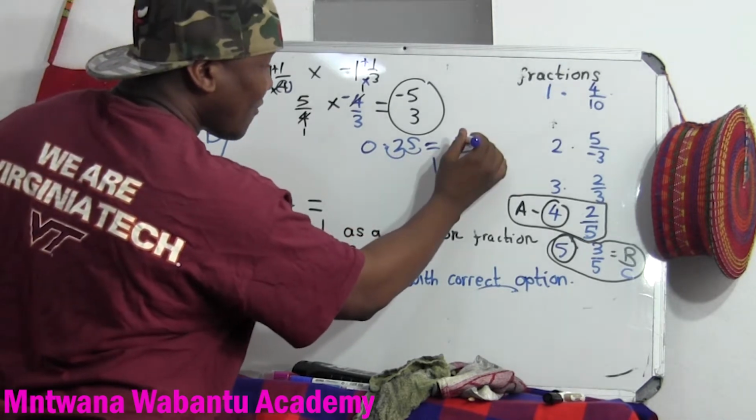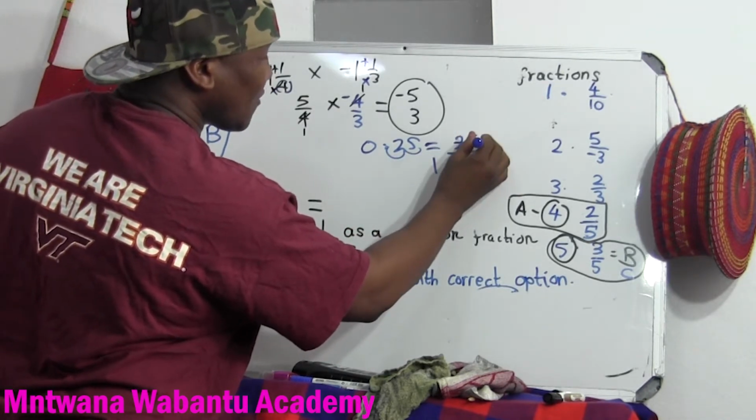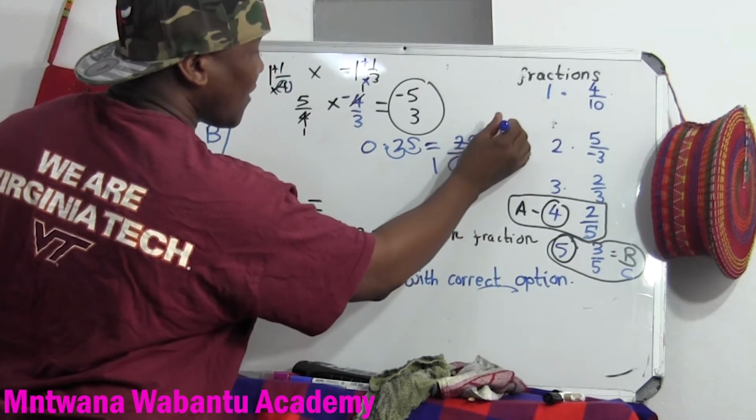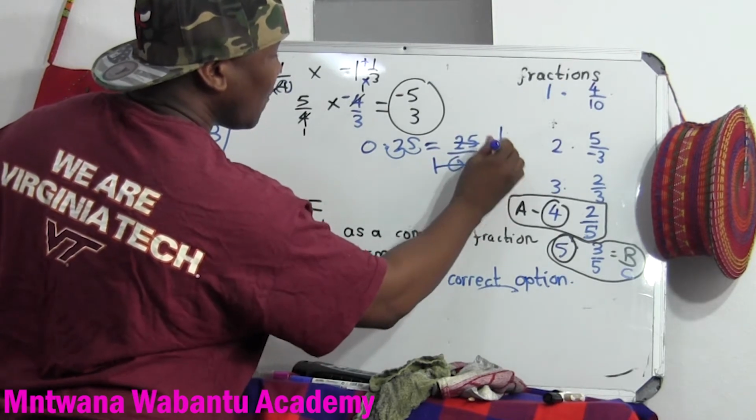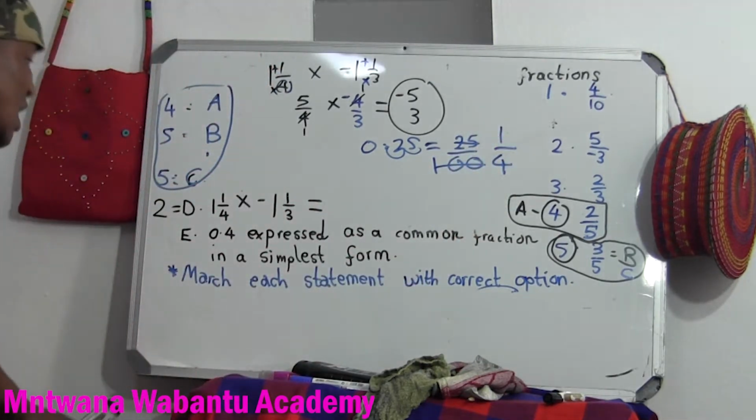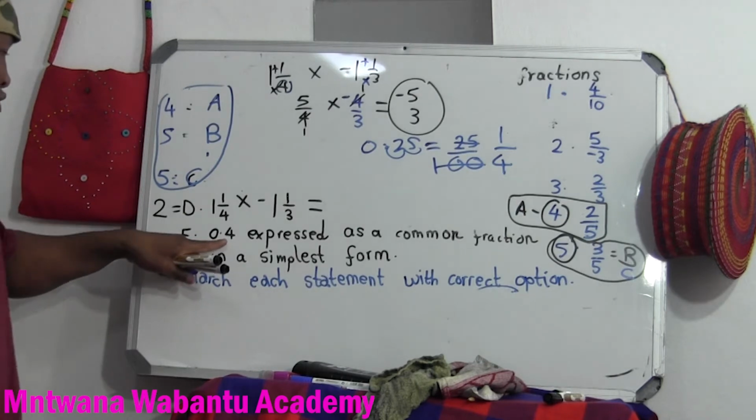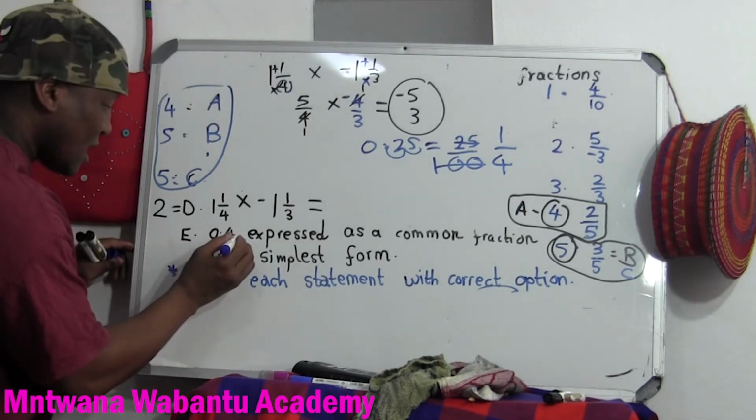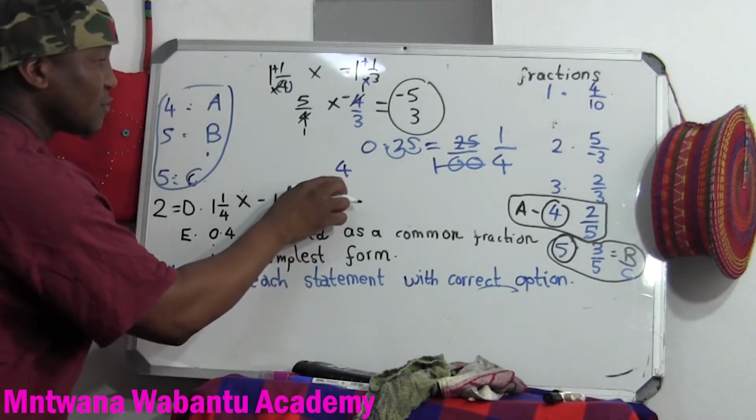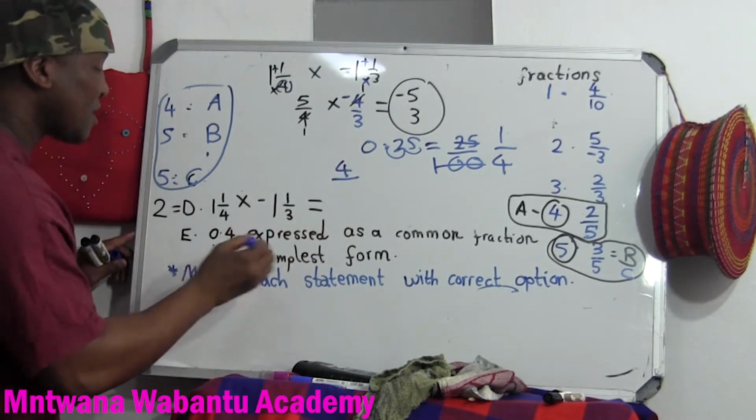Now if we divide by 25, 25 divided by 25 itself, we get 1. How many 25 in 25? 1. How many 25 in 100? 4. So it's 1 over 4 as a fraction. We're going to do the same game here. 0.4 means I'm going to write my 4, and then over how many decimals from the right?